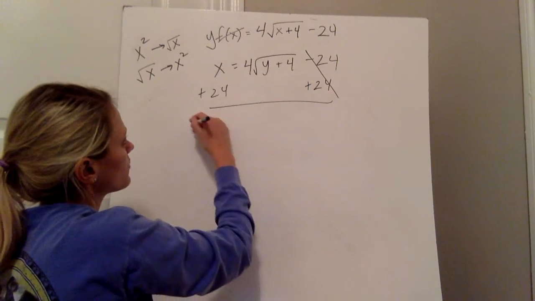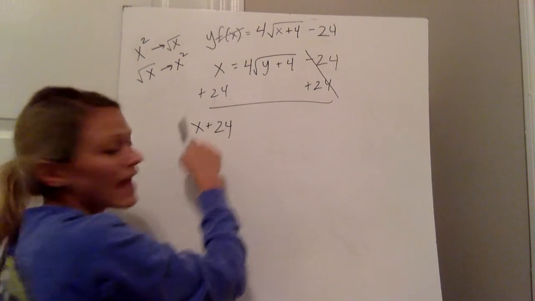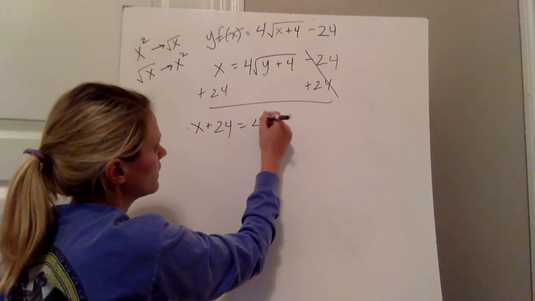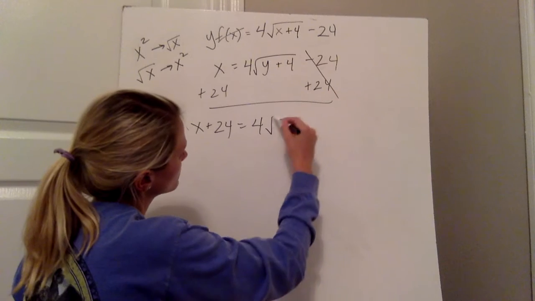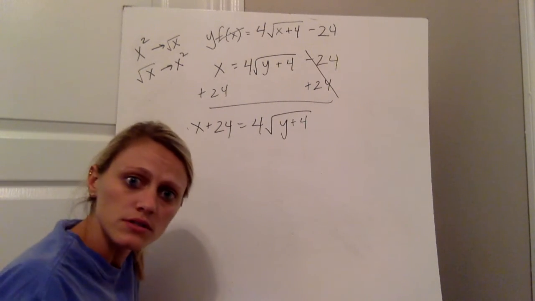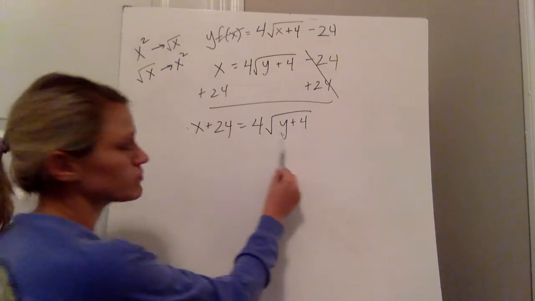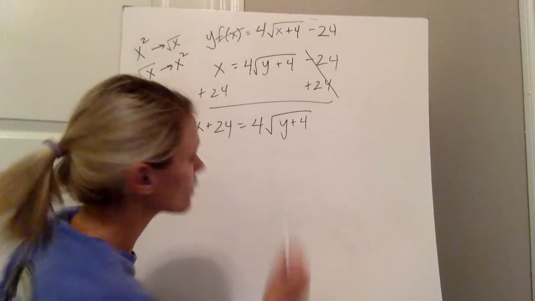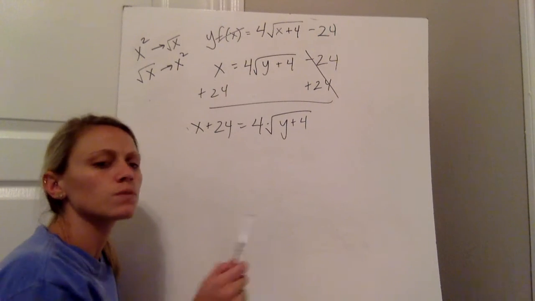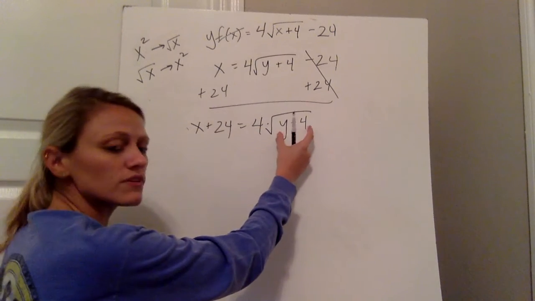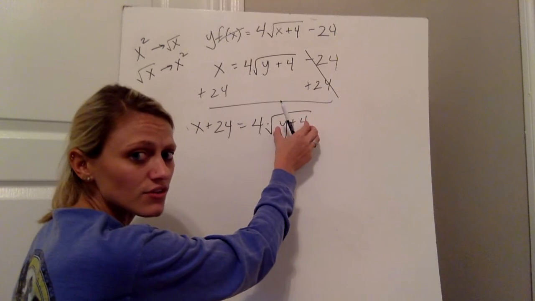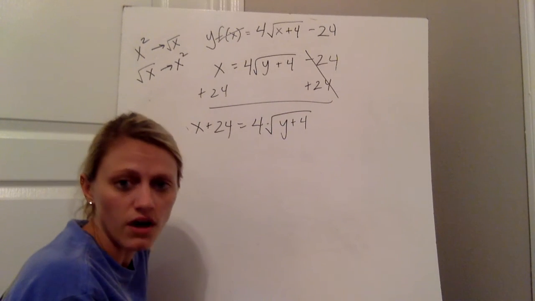So I end up with x plus 24 on this side. So I just have my x plus my 24 equals 4 times the square root of y plus 4. What we're going to do, this 4 is being multiplied by the square root of y plus 4, so there's multiplication happening right here. So we're going to go ahead and divide. This 4 is underneath the square root with the y, so we're going to leave it there for now. They're stuck under that together until everything else is gone.